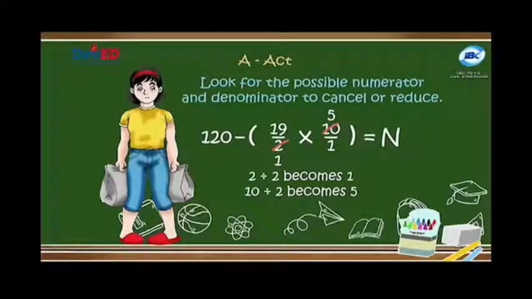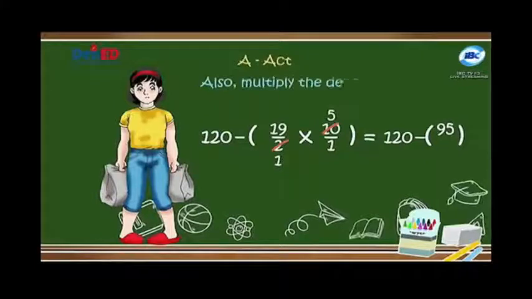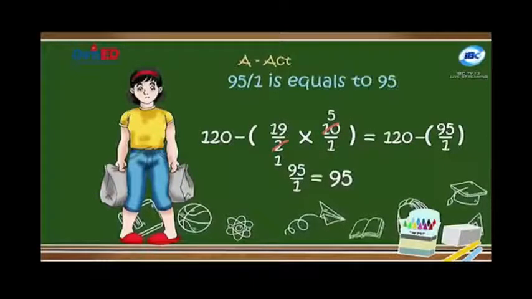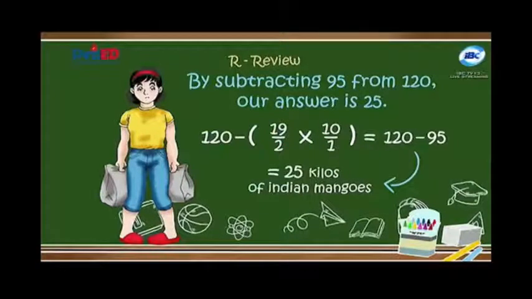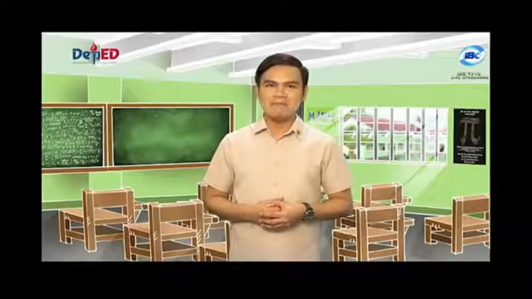Now, do we still have any more pair? None. Then, multiply the numerators. 19 times 5 equals 95. Also, multiply the denominators. 1 times 1 equals 1. We have 95 over 1 equals 95. Then, by subtracting 95 from 120, our answer is 25. It means that Anna needs 25 more kilograms of Indian mango.